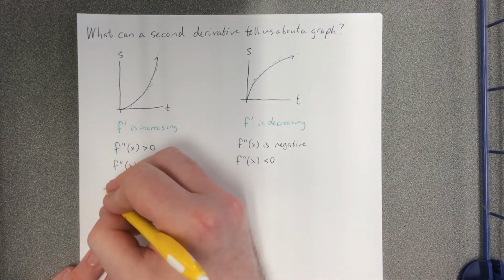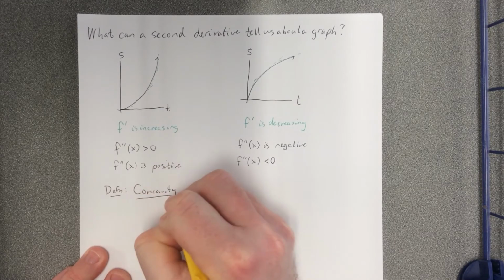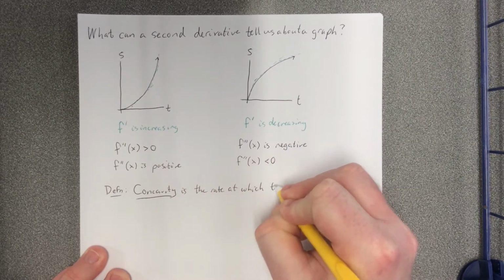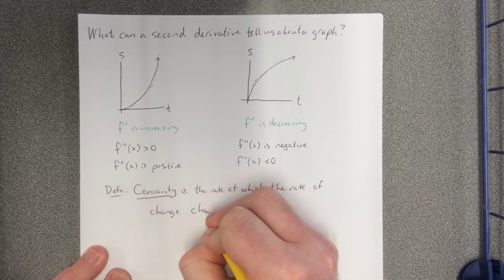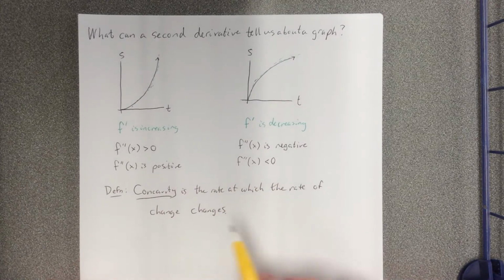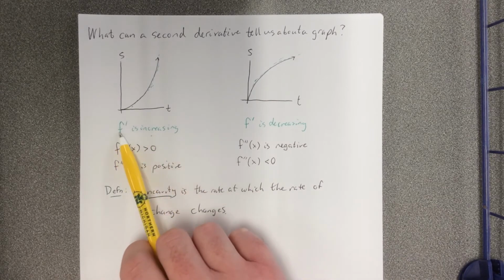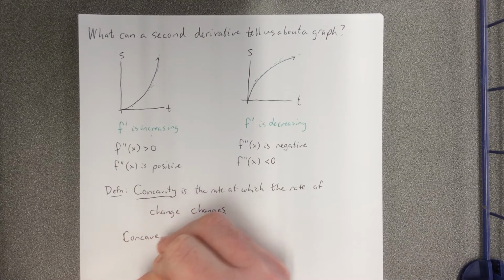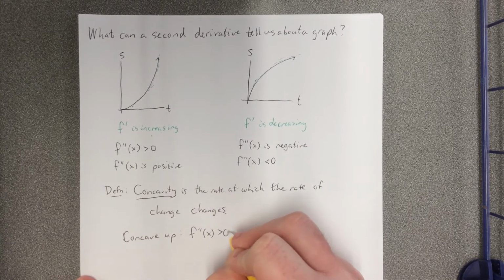This introduces the idea of concavity. Concavity is the rate at which the rate of change changes. Now, of the two situations that we have, if the rate at which the rate of change is changing is positive, that means that the first derivative is increasing. That situation is referred to as concave up. If something is concave up, we express that as the second derivative is greater than 0.